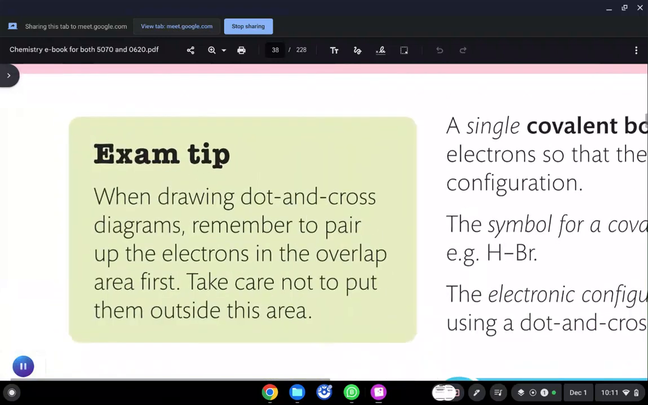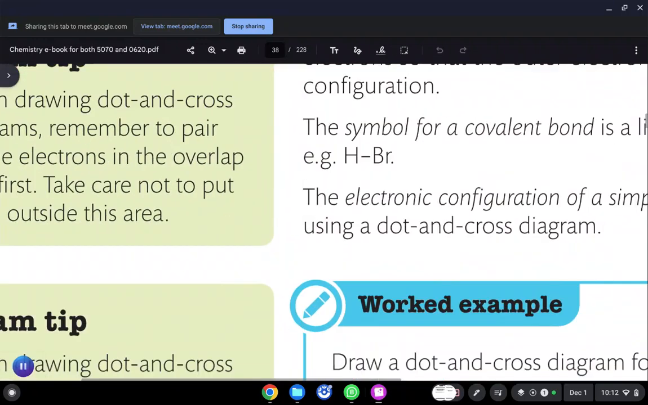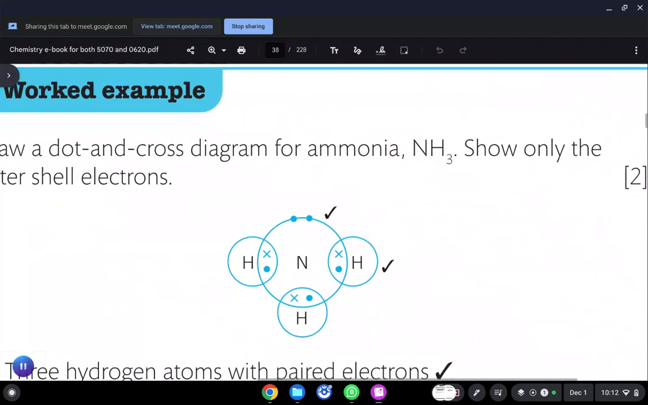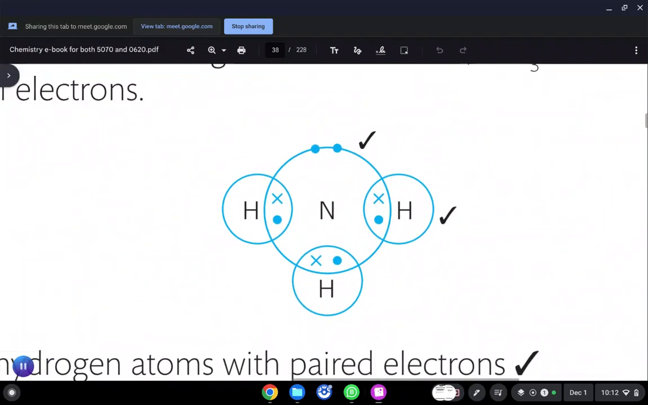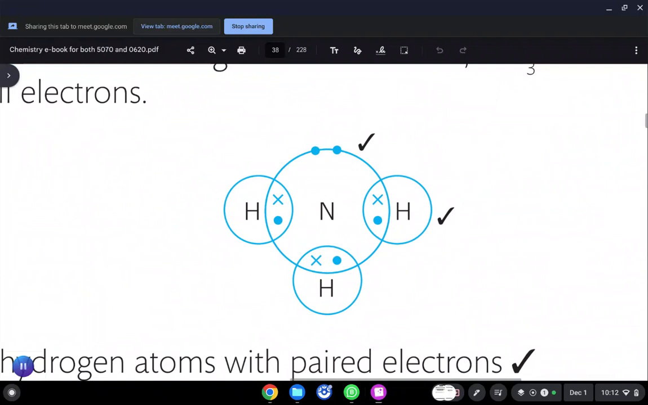What is the example? When drawing a dot and cross diagram, remember to pair up the electrons in the overlap area first, just like a Venn diagram. Take care not to put them outside this area. They are actually talking about this thing here. It is an example of a covalent bond.